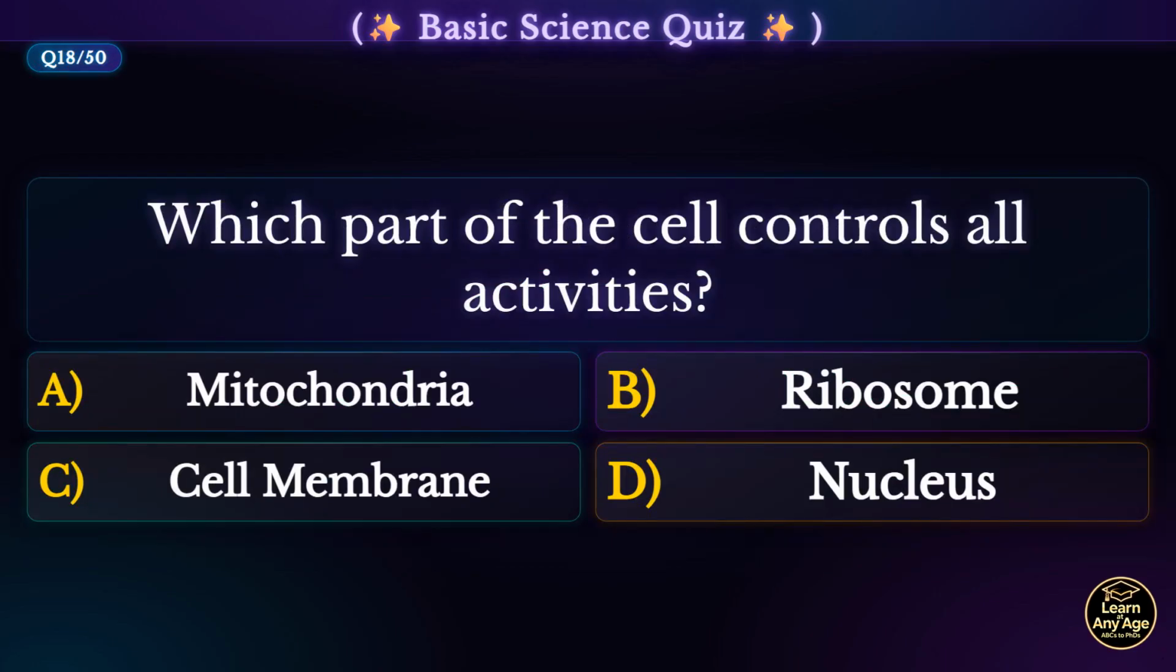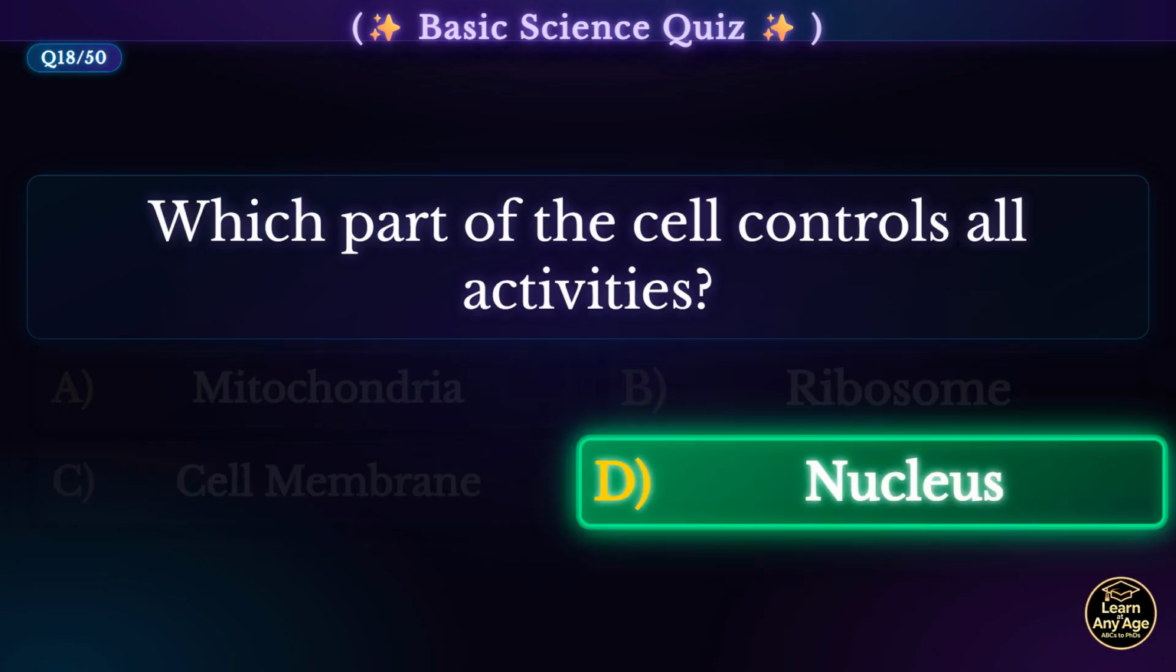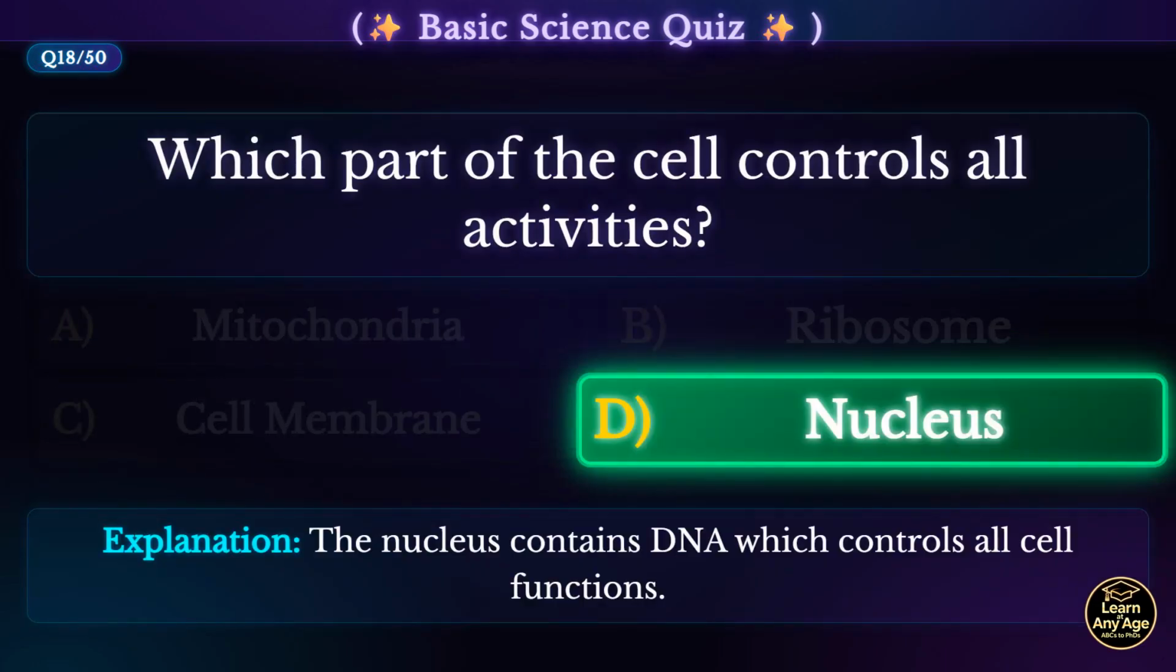Which part of the cell controls all activities? Mitochondria, ribosome, cell membrane, nucleus. Nucleus. The nucleus contains DNA which controls all cell functions.